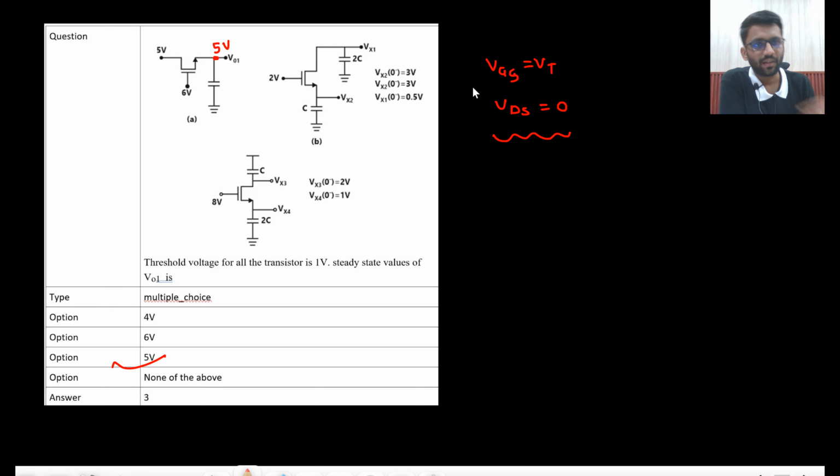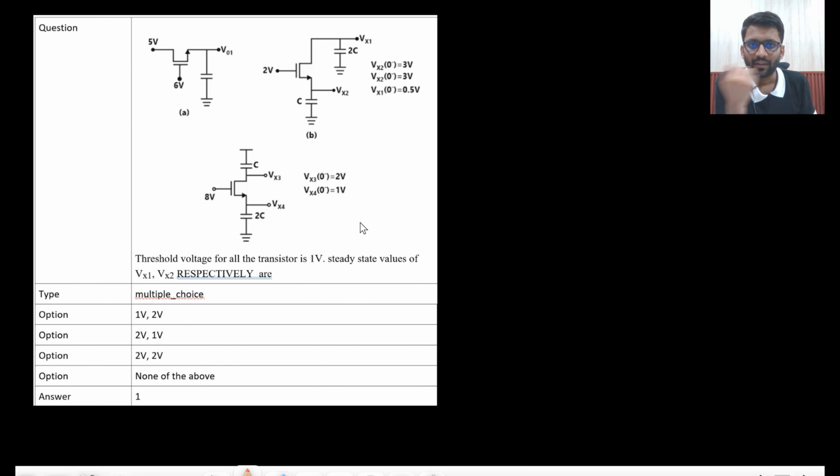These two are good questions, but straight from our class notes only. Here what they are saying is Vx2 is 3 volt. So the capacitor is charged to 3 volt initially, and Vx1 is 0.5 volt. So this capacitor is charged to 0.5 volt. Now tell me one thing. You should have a good idea of switched capacitors, then only you will be able to solve it.